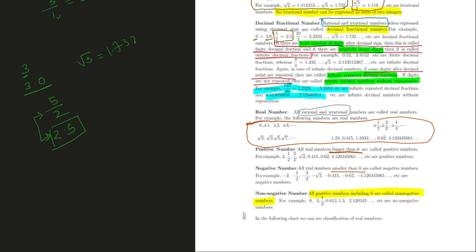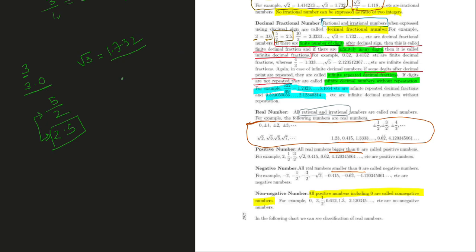For irrational numbers, say for example root 3, we have 1.732, right? So this is expressed in the decimal form. This is a decimal fractional number. Here there's something to mark out. If there are finite digits after the decimal sign, then this is called a finite decimal fraction. And if there are infinitely many digits, then it is called an infinite decimal fraction.